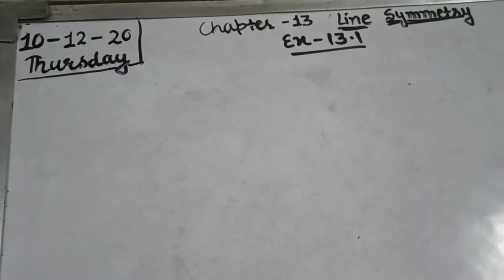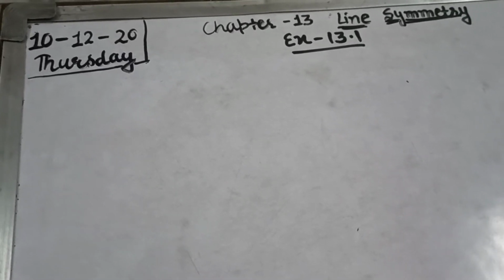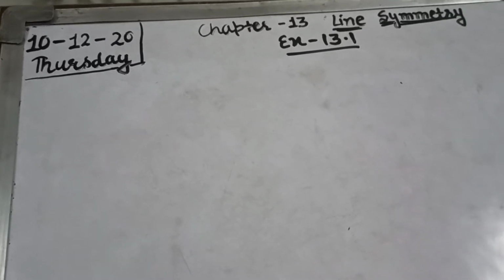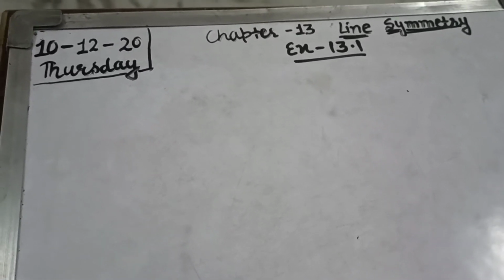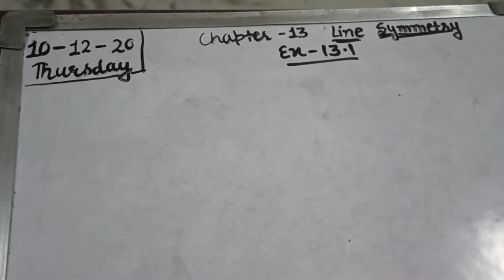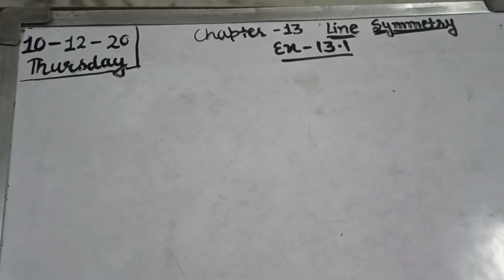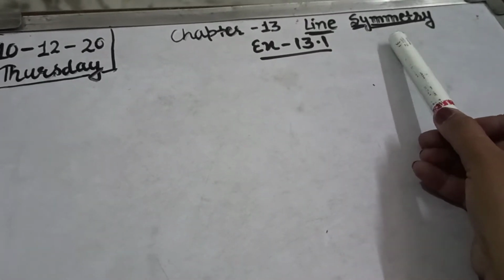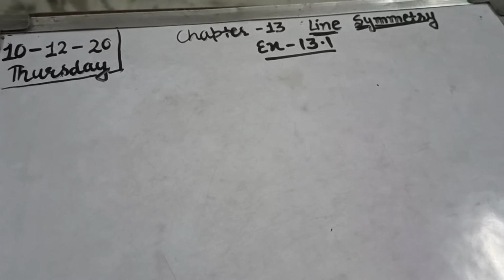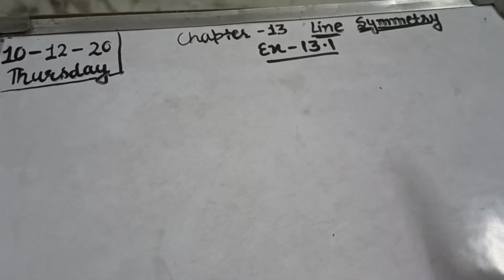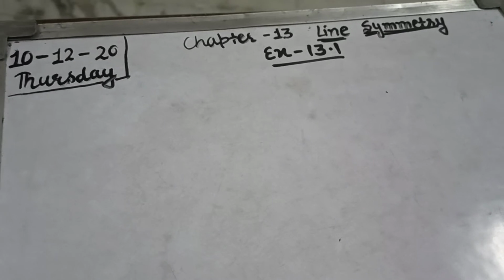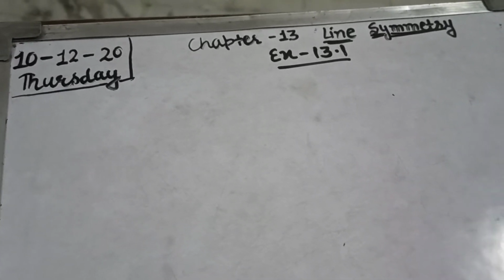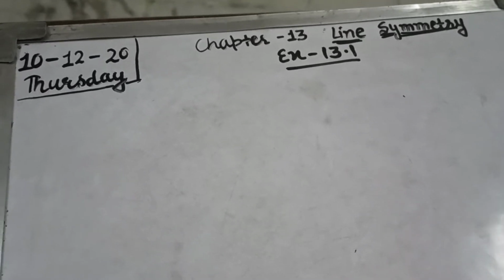As you know, yesterday we completed our chapter 12, which is about ratios and proportion. Now, from today onwards, we will start our next chapter, chapter number 13, whose name is line symmetry. Which chapter are we going to start? Line symmetry. And today we will do exercise 13.1, which is about line symmetry.